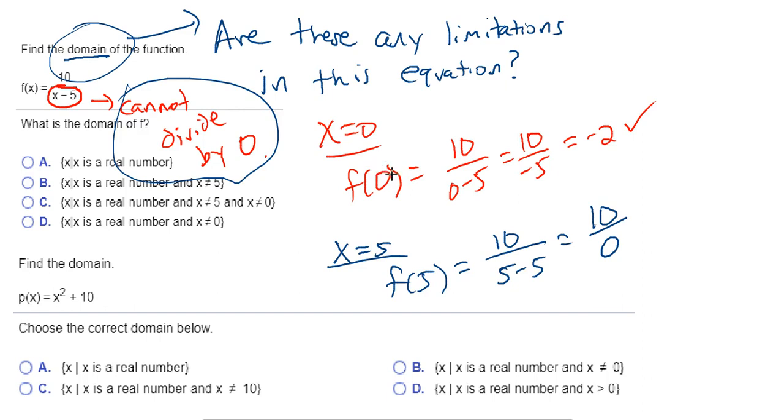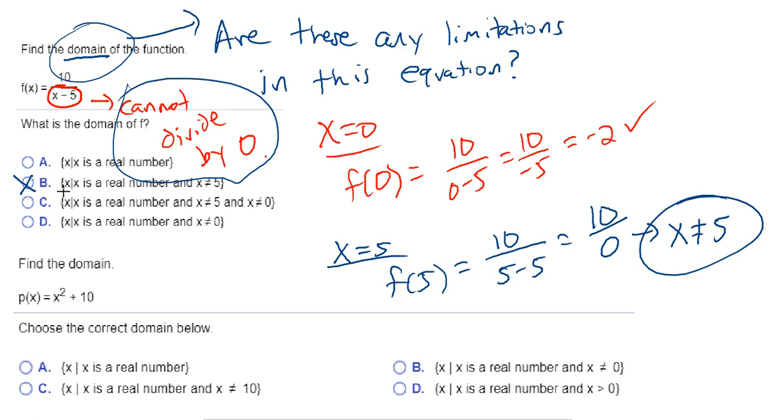So my domain, again, I start with the assumption that it's all real numbers, but now I realize, well, this doesn't work, so x should not equal 5. Right? I can't plug in 5 to this equation. So I need to remove that number from my domain, but I'll leave everything else there because everything else should be fine. And so my domain is going to be all real numbers except for the number 5. That's the only number I need to omit. And that's going to be option B here.